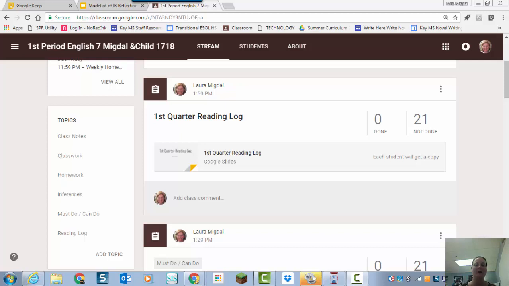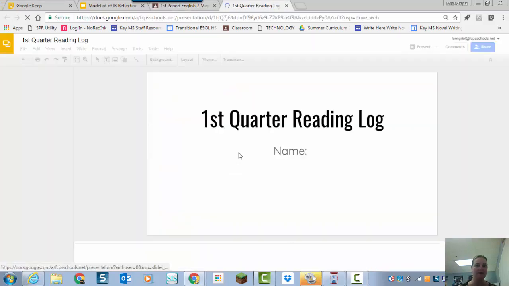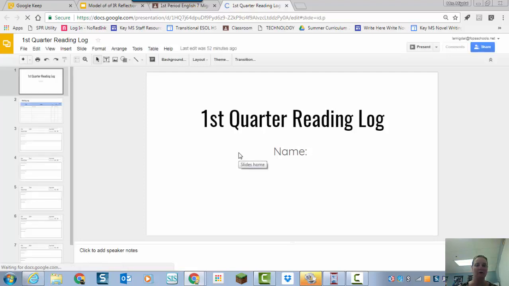Hi everybody. I'm going to give you a really quick set of directions today on what your reading log is and how to use it. So in your Google Classroom today, you will find the first quarter reading log. And when you open it up, it's going to look like something like this. It's a set of about 9 pages or 8 pages that are set for you.